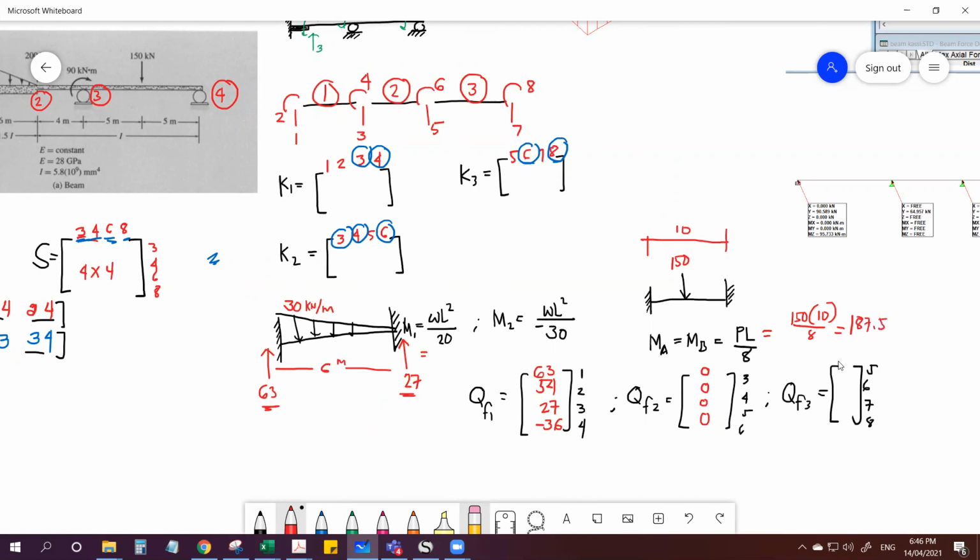187.5. And the reaction is, of course, since this is symmetrical, this is 75. So 187.5. So this is 75. Then 187.5 and another 75 and negative 187.5 kilonewton meter. This is in kilonewton meter. This one is in kilonewton.